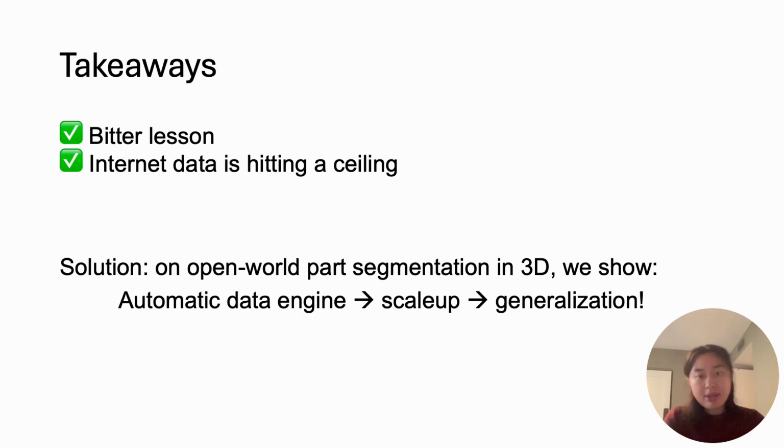Finally, for takeaways, I want to emphasize that we do believe in the bitter lesson, which says that data scale-up is very important for generalization, but we also want to acknowledge that internet data is hitting a ceiling for important but hard tasks like 3D open-world part segmentation. So what is the solution? In our task, we show that if we can build an automatic data engine, then we can scale up towards true generalization. Thank you.